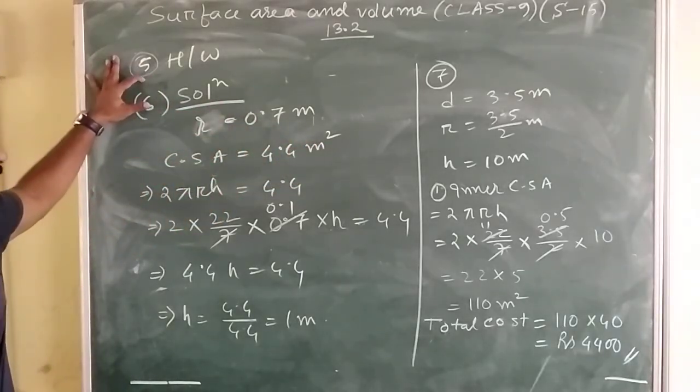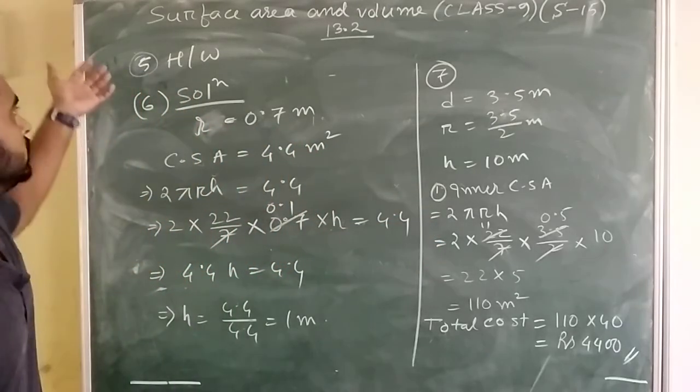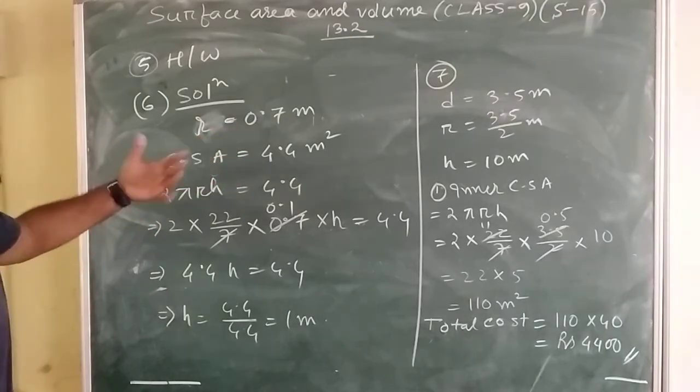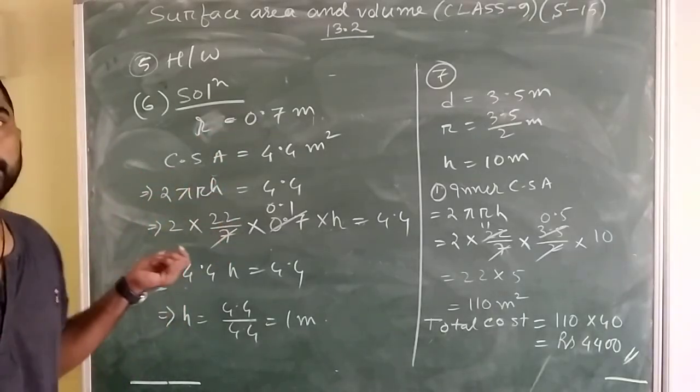Question number 5 is homework. It is the same as question number 7, find the cost. So I did 1, 2, 3, 4, 6 and 7. Next class we will finish this exercise, and then we'll start 13.3.